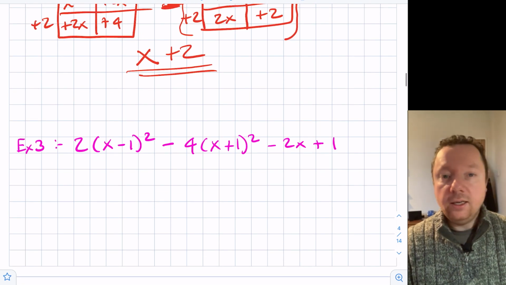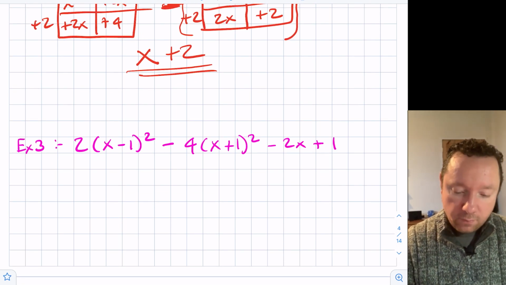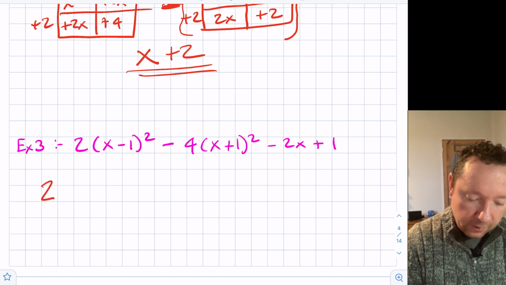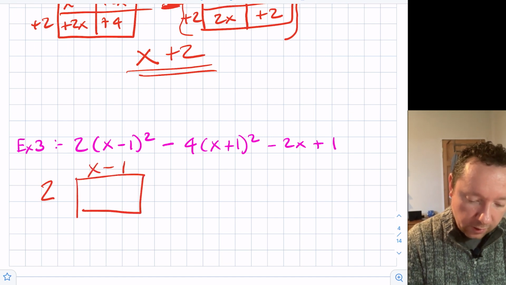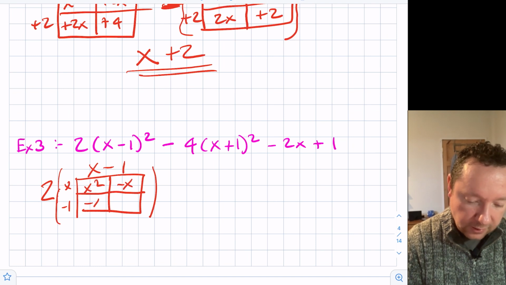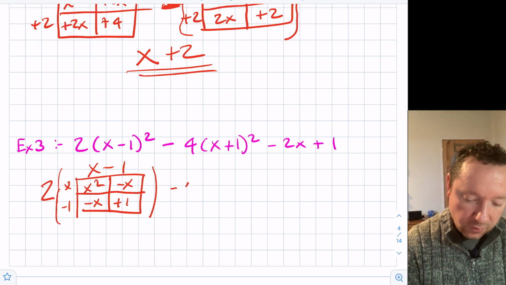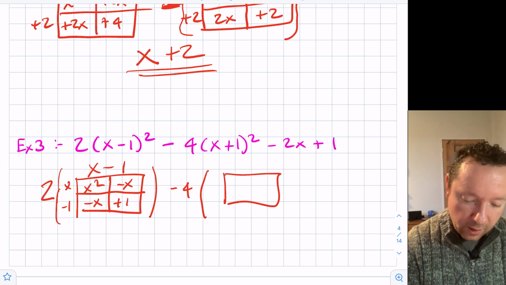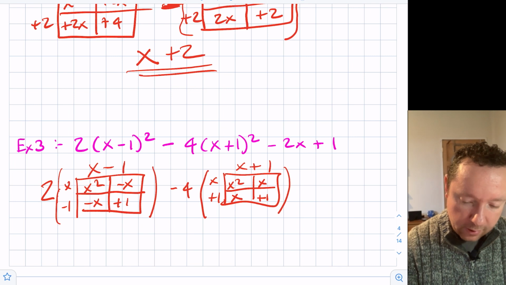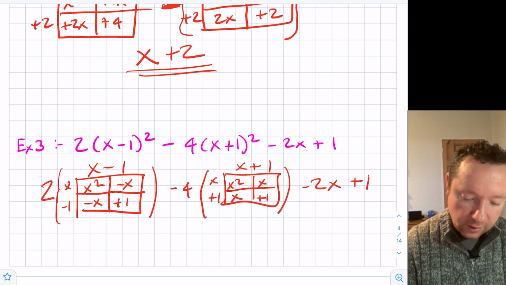Last example before I let you go yourself, 2 bracket x minus 1 squared. So that's 2 times x minus 1, x minus 1. Put that down in brackets just so we know to times everything by 2. So we get x squared minus x minus x plus 1. Minus times a minus is a plus. Minus 4 times the answer to x plus 1 squared. x squared plus x plus x plus 1. Minus 2x plus 1 just to hang about.